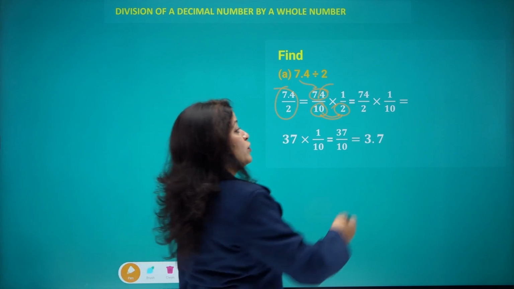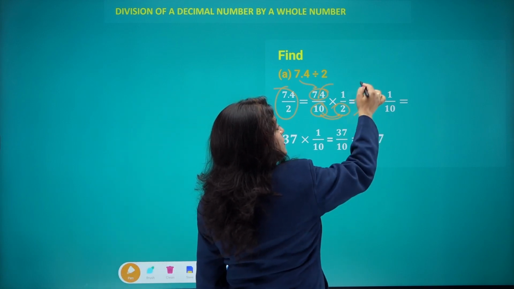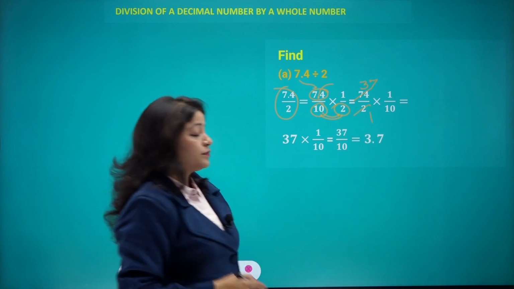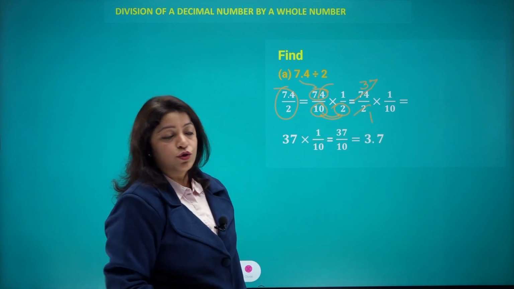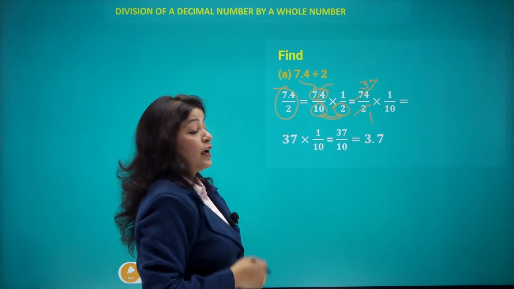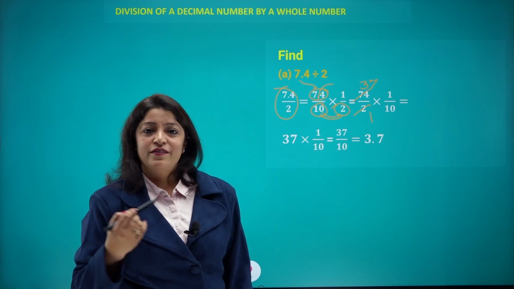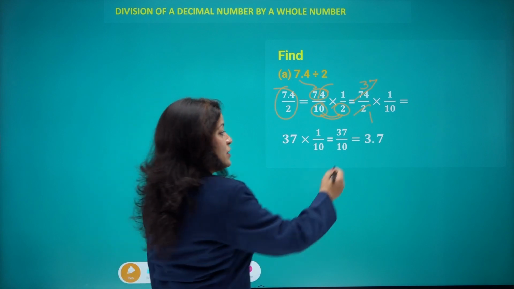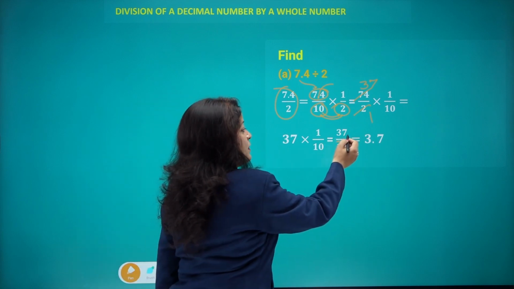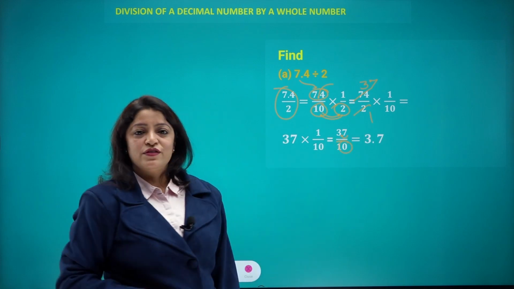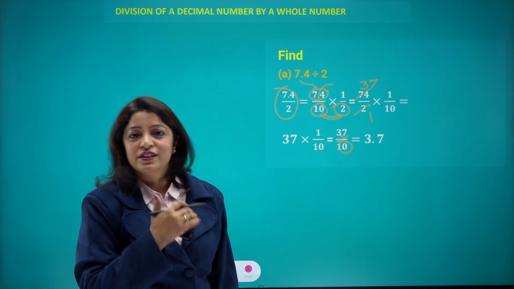And what is 74 over 2? If I cancel, I will get the result as 37. So, 37 times 1 over 10. That gives you 37 upon 10, and which is equal to 3.7 again here, right? Because there is one digit 0 in the denominator. So, decimal will shift one place to the left side and the number becomes 3.7.